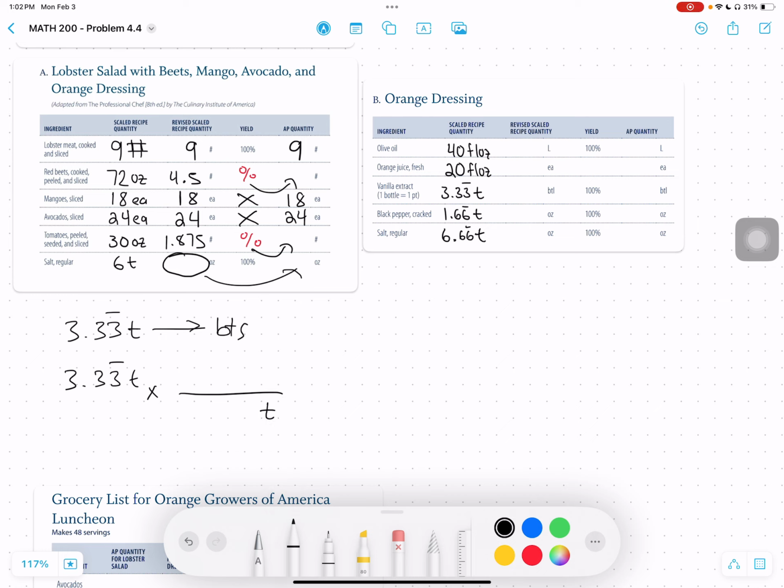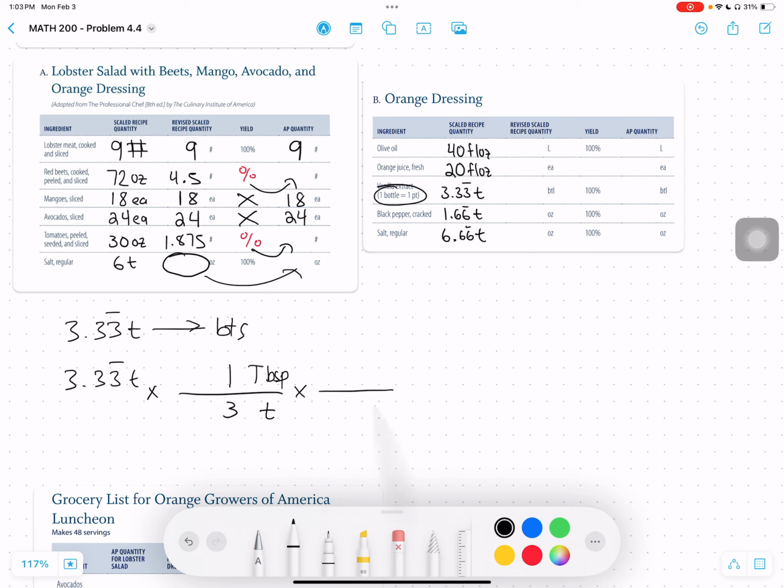Teaspoons on the bottom. Okay, we have a conversion here that says bottles to pints, or 1 pint is 1 bottle. So I have to go from teaspoons all the way to pints. The first thing that I'm going to do is go from teaspoons to tablespoons, which is a 3 to 1. Those conversions I know from the top of my head, so I can use those.